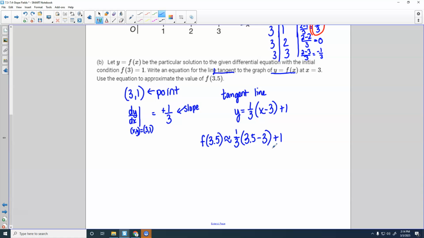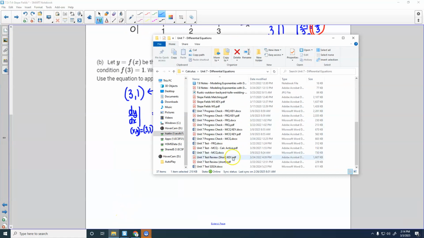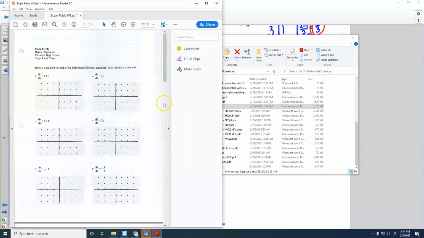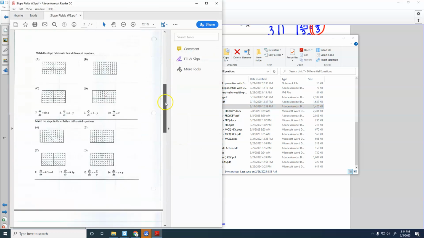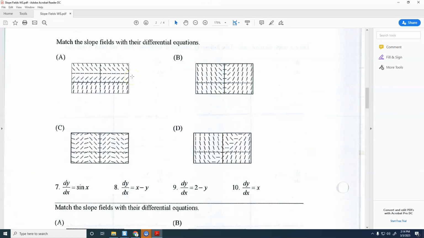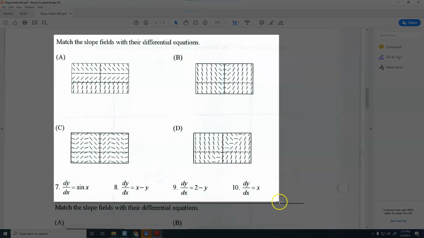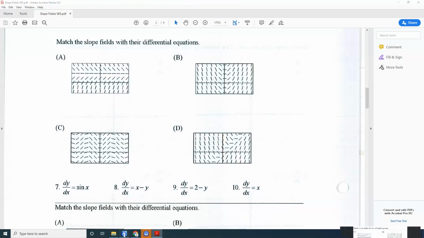Okay. Let's look at that worksheet. And this is right here. Okay. I want us to go down here. All right. And let's do number 2. I'm going to screenshot this so I can write on it. Right here.